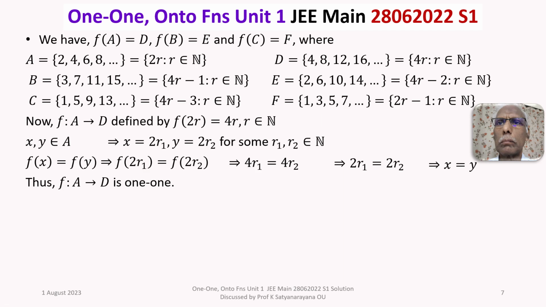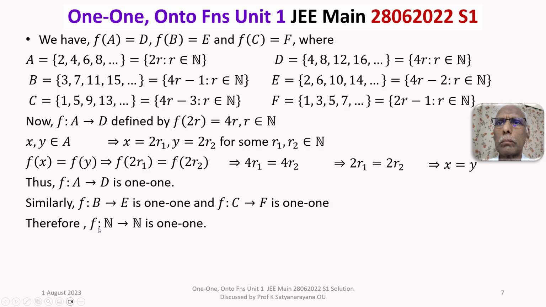Agreed. In a similar fashion, do the same thing for f from B to E is one-to-one, f from C to F is one-to-one, and their union is one-to-one. Therefore f from N to N is one-to-one. So thus the map f from N to N defined as above is a one-to-one and onto mapping. That means it's a bijective function.